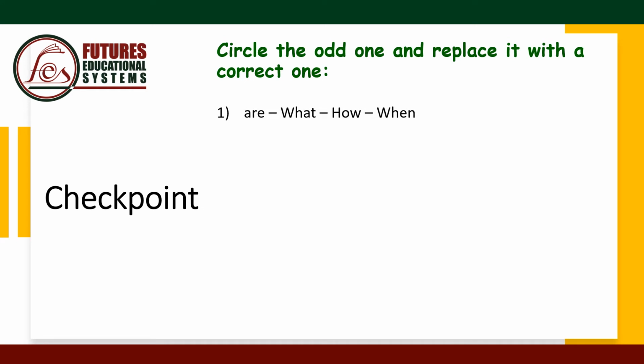Are, what, how and when. What, how and when are question words, but are is different. So this is the odd one and we're going to replace it with where.